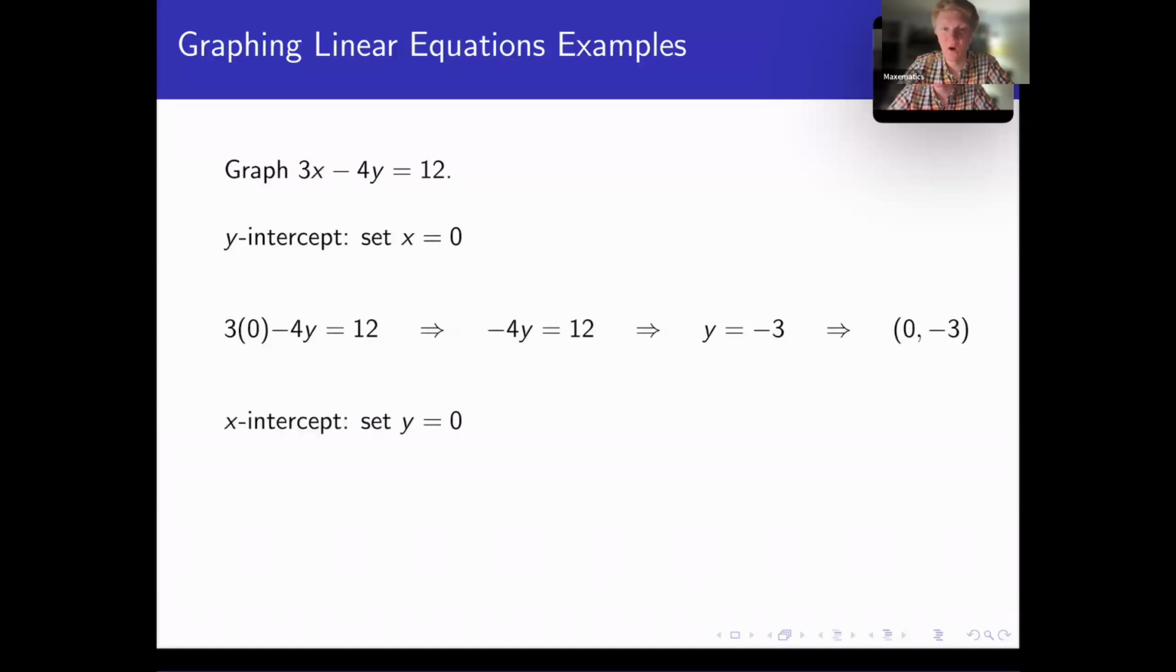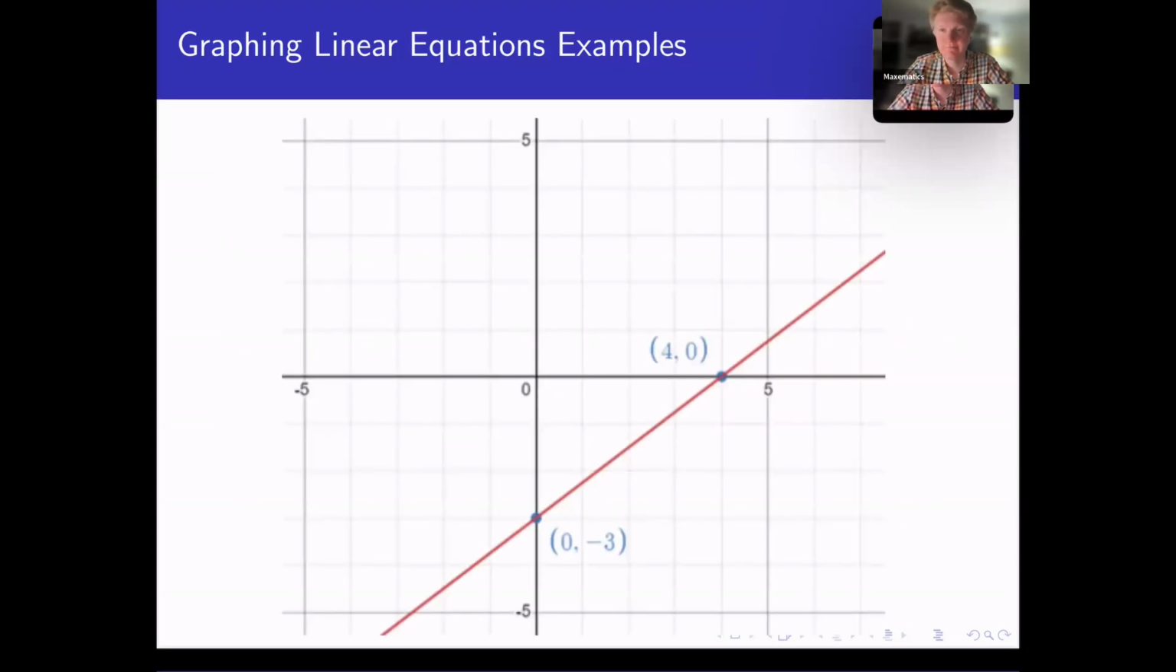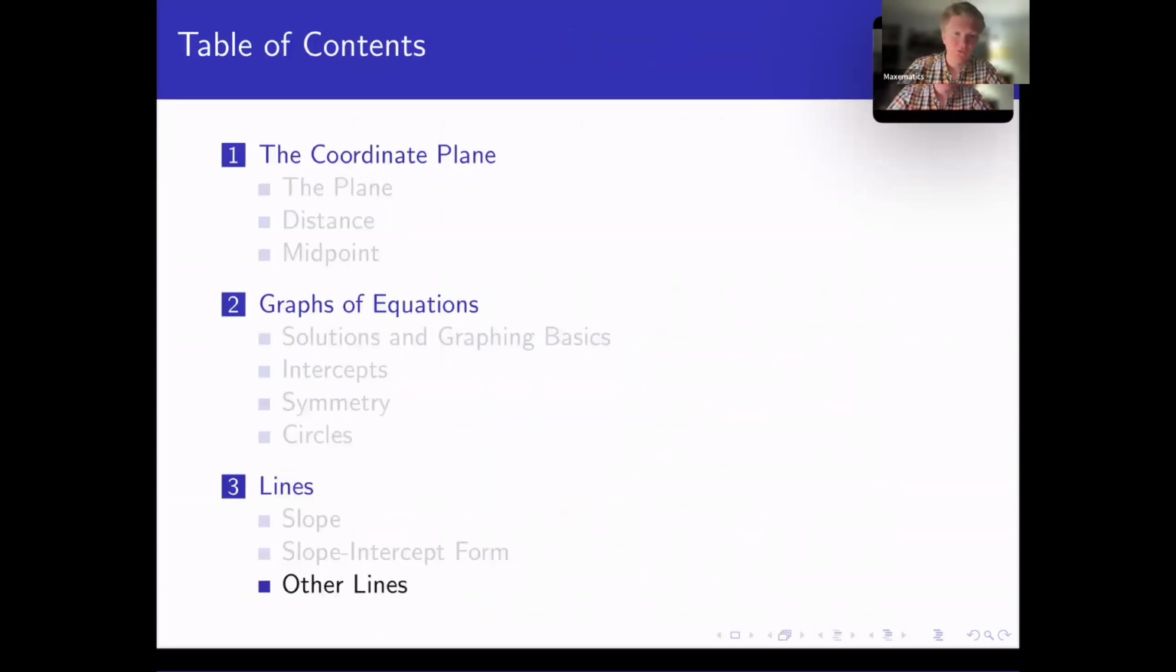X-intercept, let's set y equal to 0. All right, well, 4 times 0 is 0. Divide both sides by 3. We get 4, 0. And there we go. Okay. So that's slope-intercept form. That's how we formally graph lines. I think it's a nice, easy way of thinking about it. But let's just look at some other weird lines, because why not?